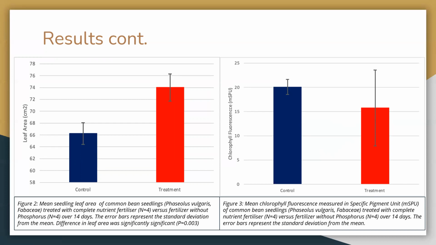A p-value of 0.310 indicated there was no statistically significant difference between final chlorophyll fluorescence of seedlings treated with or without phosphorus. Our hypothesis was not proven correct based on our results. This suggests that the addition of phosphorus does not improve bean seedling growth.